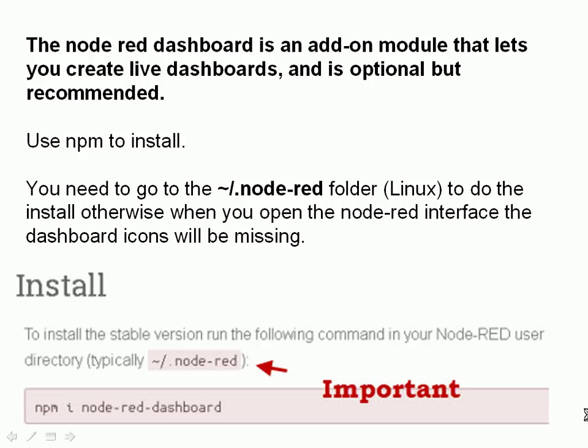And for Linux, you need to go to the home folder .node-RED before you start the install. If you don't do that, then you'll find that when you go to the admin interface, the dashboard icons are missing. So it's very important that you go to the .node-RED folder in your home directory. And to install it, this is what you run: npm install node-red-dashboard, separated by hyphens.